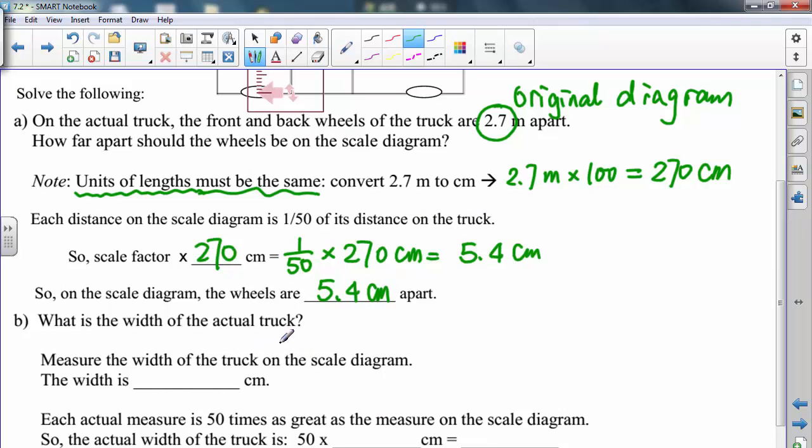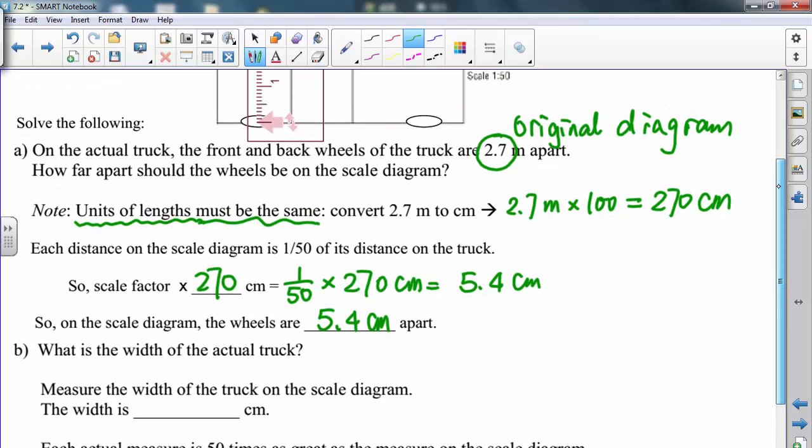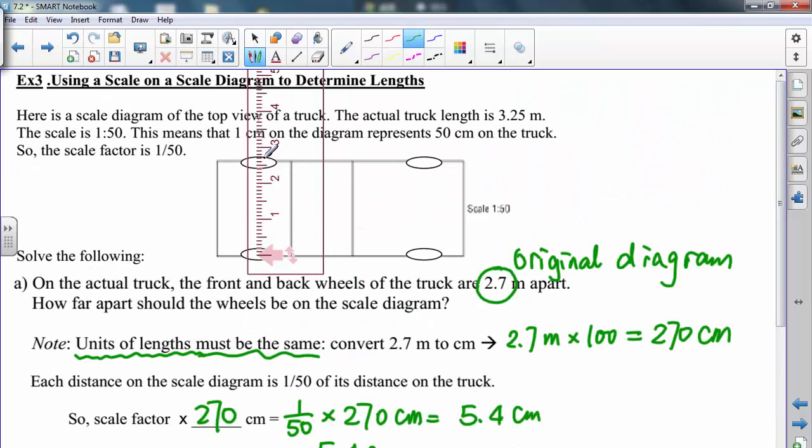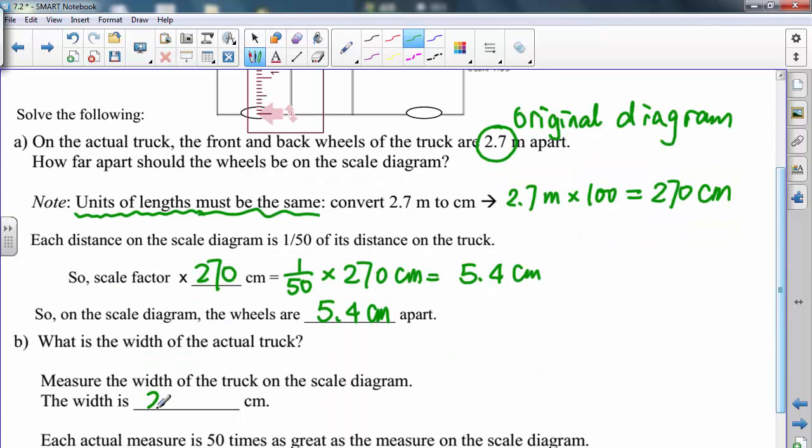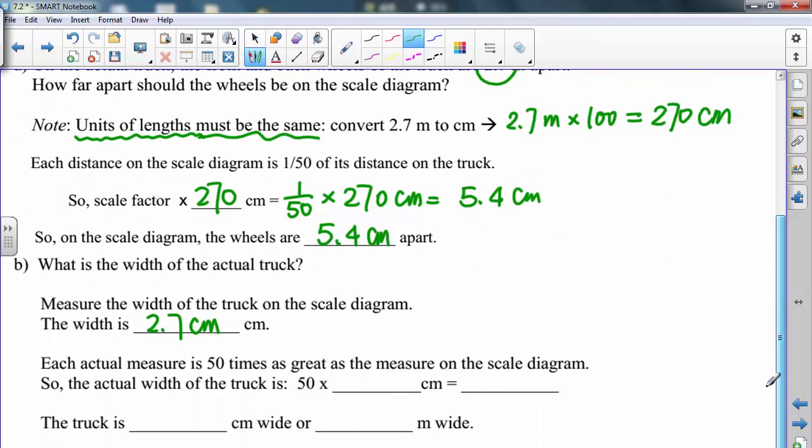What is the width of the actual truck? If I want to find the actual width of the truck, I need to measure this drawing length, which is the length on the scale diagram, with a ruler. So from this side to that side, it's around 2.7 centimeters. So I will take the width as around 2.7 centimeters in the scale diagram.